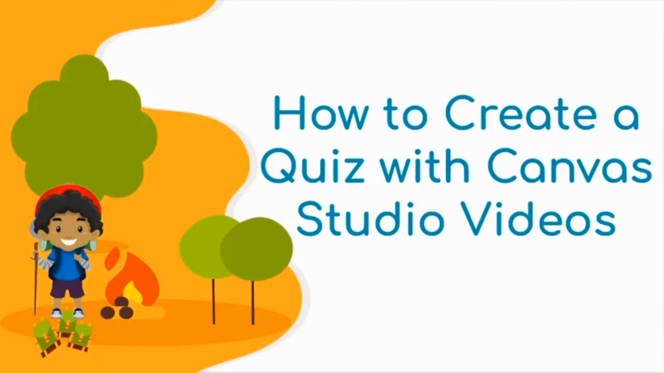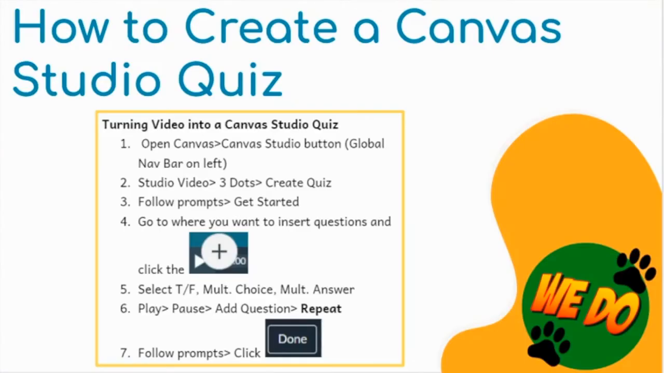Next, let's work together to see how to create a quiz with Canvas Studio videos. Okay, so the steps you're going to follow in order to turn a video into a Canvas Studio quiz are listed on the screen. You're going to open up your Canvas, click on the Canvas Studio button in the global nav bar on the left in the blue, which you probably already have open.